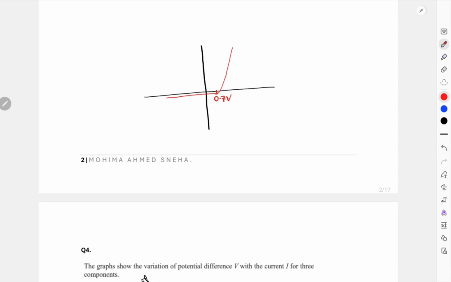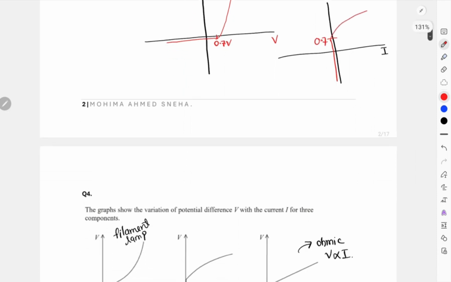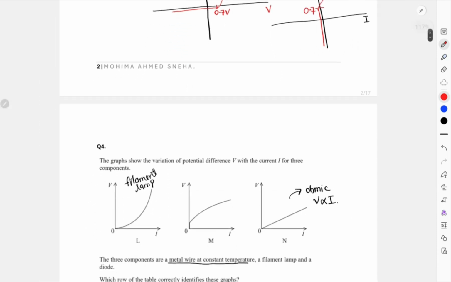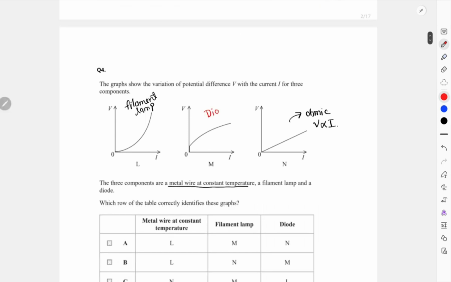Now in this same situation, if you reverse the axes, this was a diagram for current against voltage. If they want to draw a graph for voltage against current, then it will be different, like this. Up to 0.7 volt, current will be extremely close to zero, and after 0.7 volt the current will increase all of a sudden, right? So if you match, this is exactly graph M, right? So graph M represents your diode.